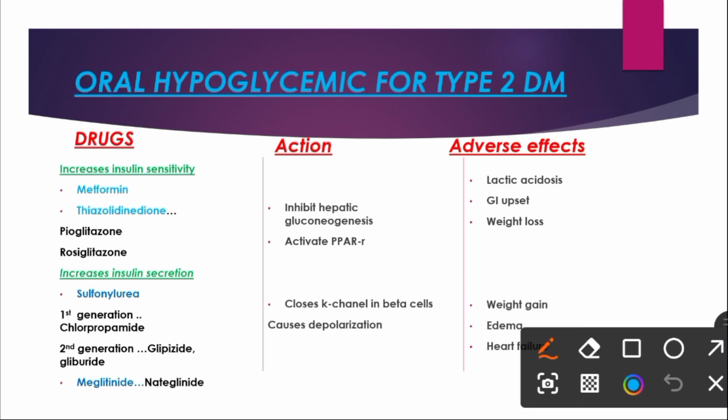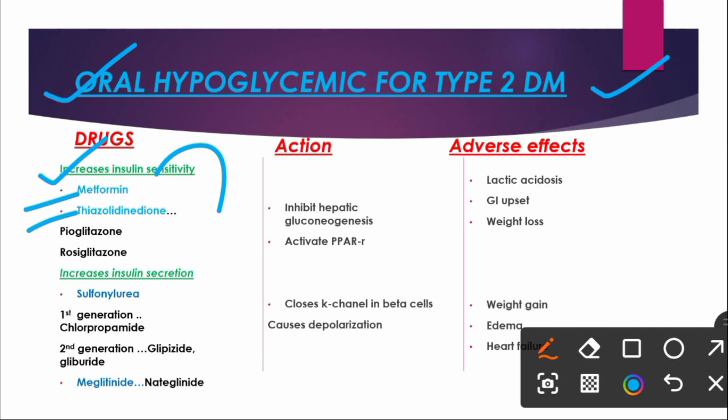Still, with conservative management, if the blood glucose level is high, then we advise the oral hypoglycemic drugs. And oral hypoglycemic drugs are mainly given in type 2 diabetes. These drugs include different classes which have different mechanisms. First one is the drugs that increase the insulin sensitivity. So the drugs that cause increase in the insulin sensitivity include metformin, which is a biguanide.